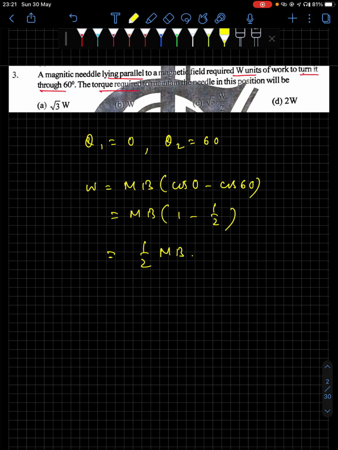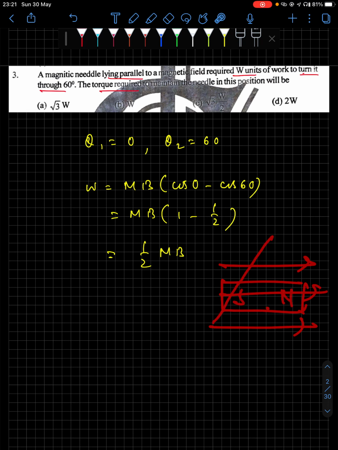Now, since you are doing external work, say you have this magnetic field, and you had this magnet initially this way. You can say north was here, south was here. Then you rotate it by 60 degree. That means the final position is like this. So this angle is 60 degree.